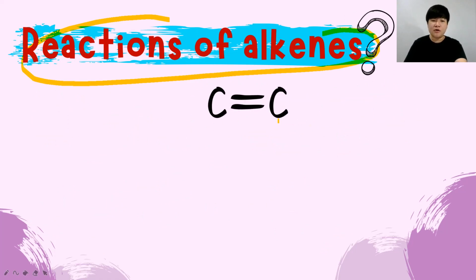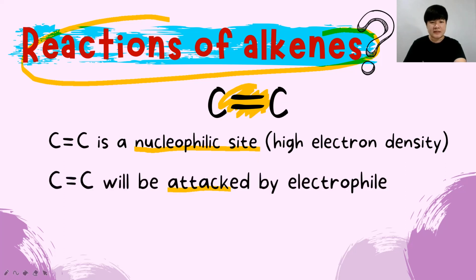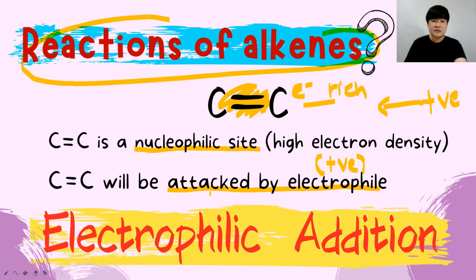Your carbon-carbon double bond is a very electron-rich site that we call a nucleophilic site. It's extremely high in electrons in this carbon-carbon double bond area. So when it's very rich in electrons, it will be attacked by the electrophile. Since it is very electron-rich, the positive species will go in and be its friend. So the electrophile, a positive ion, will go in and attack the carbon-carbon double bond because it's extremely rich in electrons. Therefore, the carbon-carbon double bond will undergo electrophilic addition.